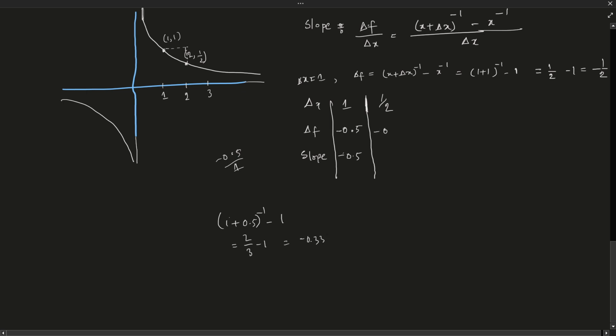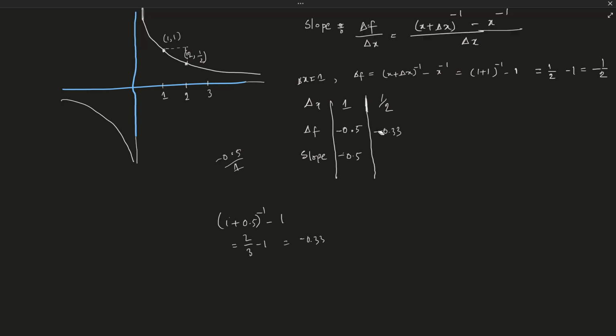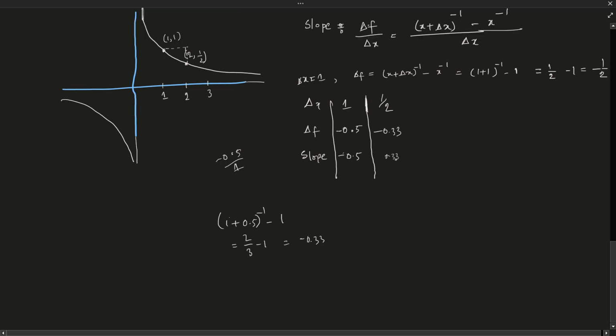So then it's minus 0.33, and our slope will be basically this minus counting the minus 0.5 that we had. So it will be 0.33 by 0.5, so it will be minus 0.67.